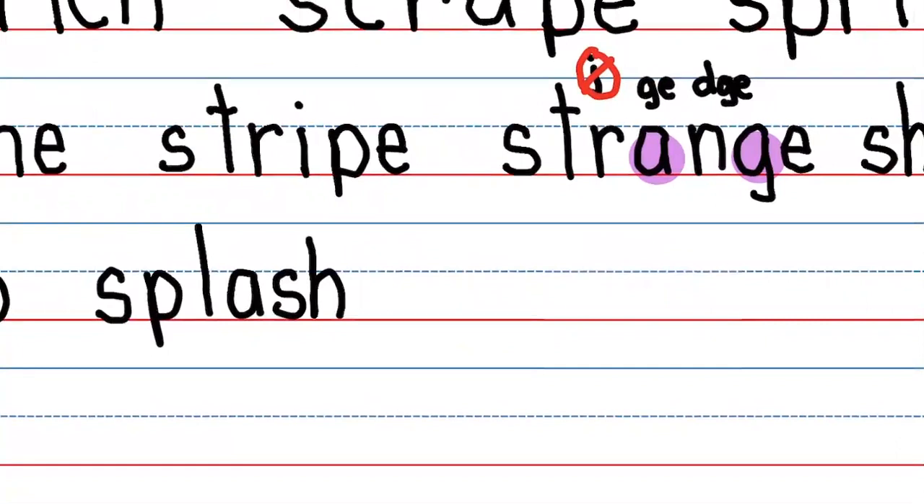And the next word is split. I want to split the banana in half. Split. Spell the sounds. Split. Say the sounds again. Split. Then we have some bonus words.